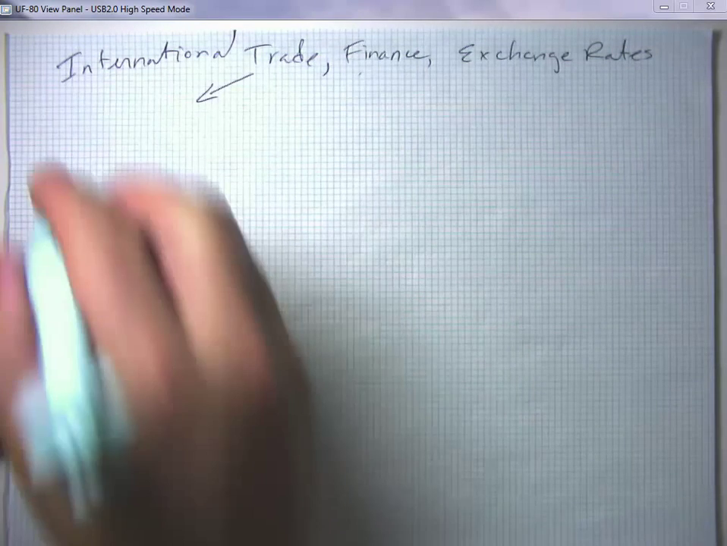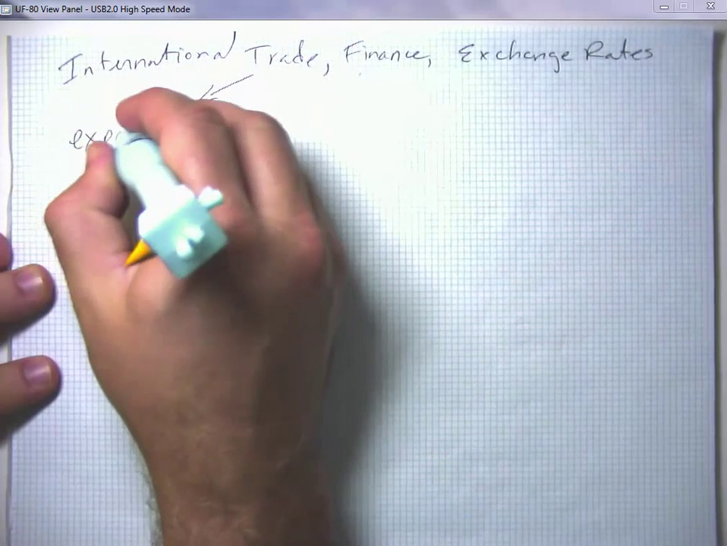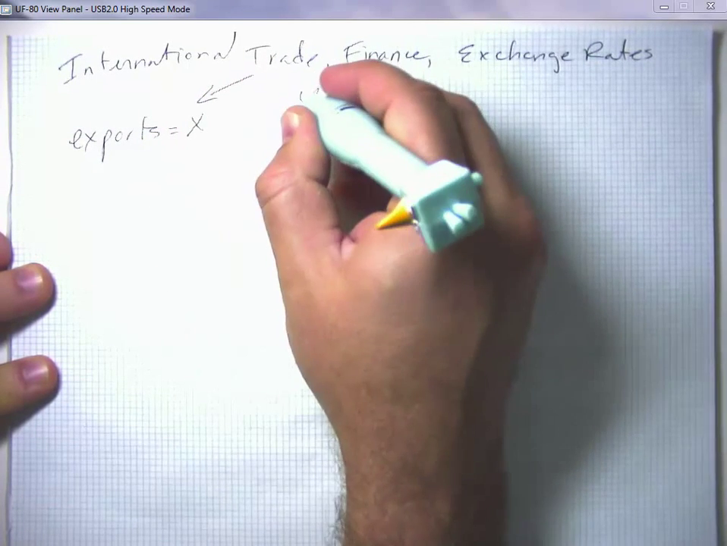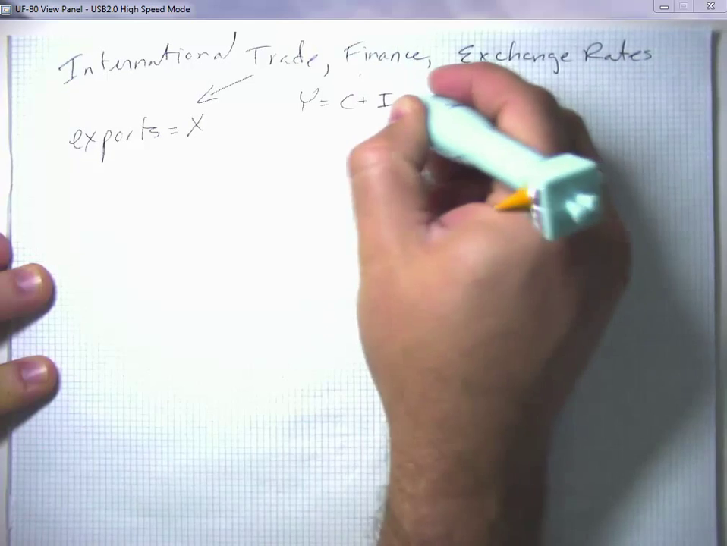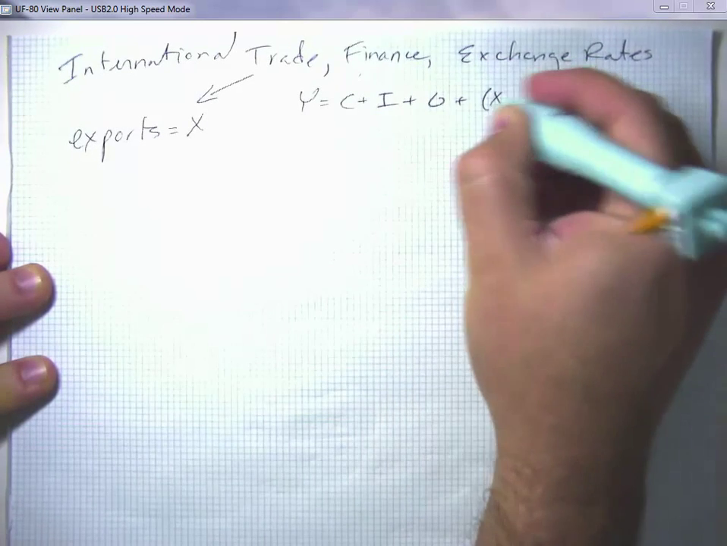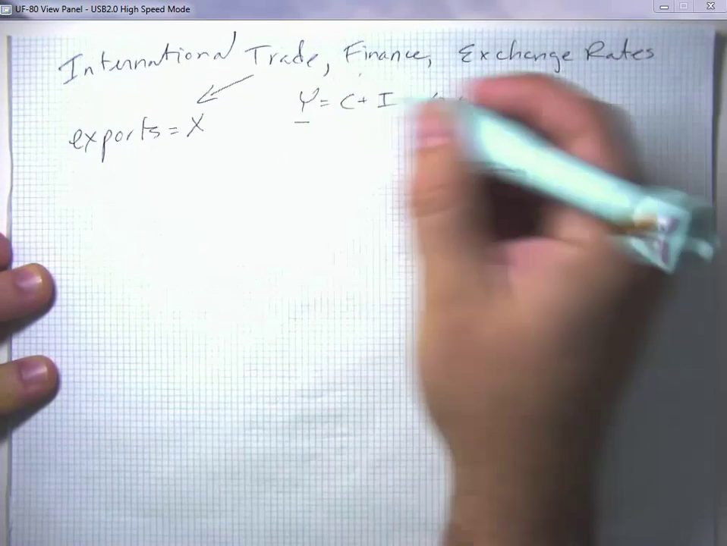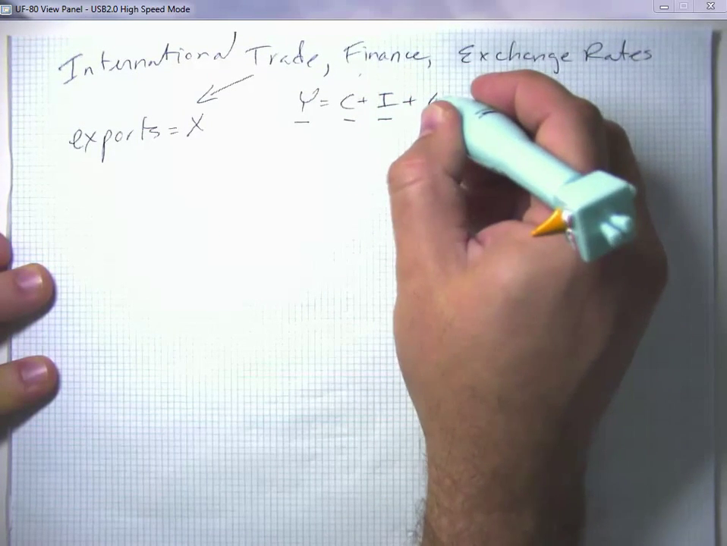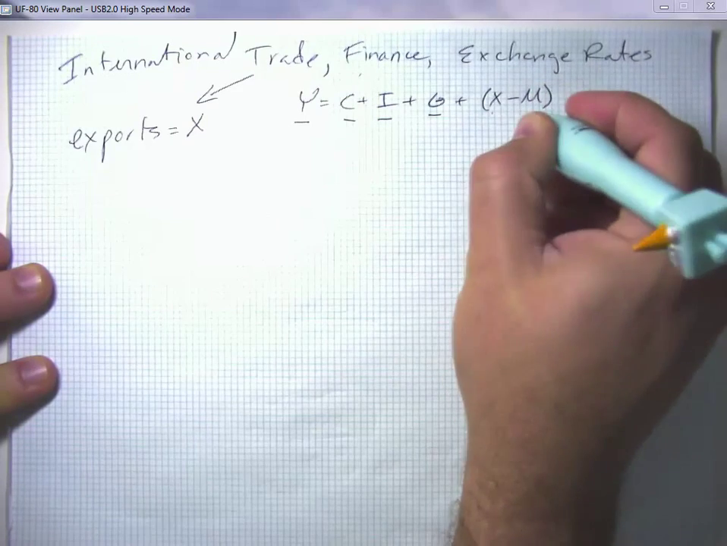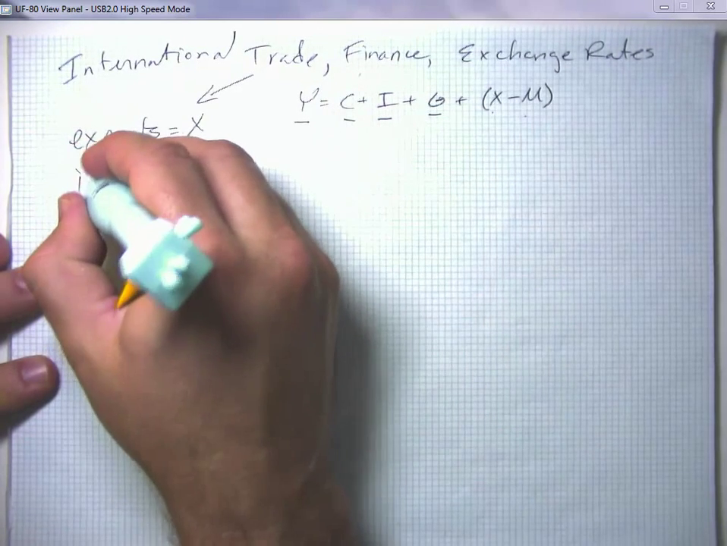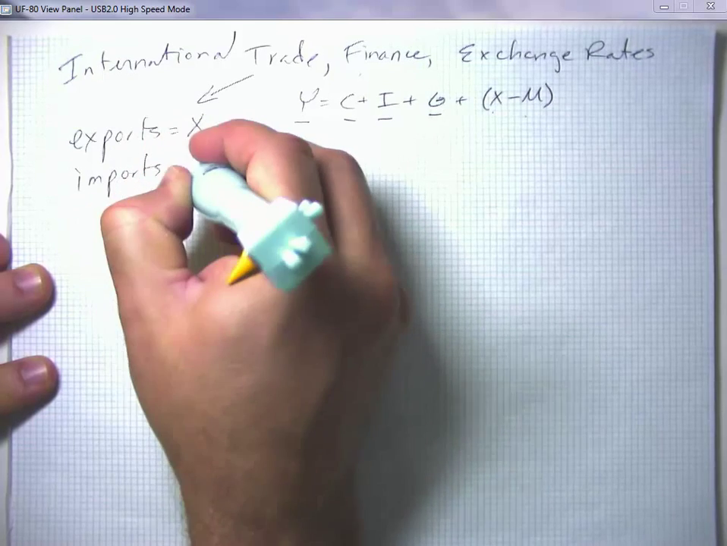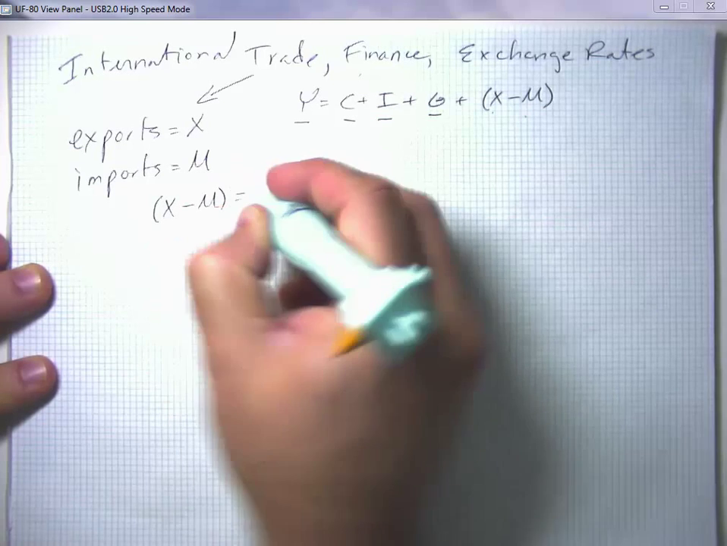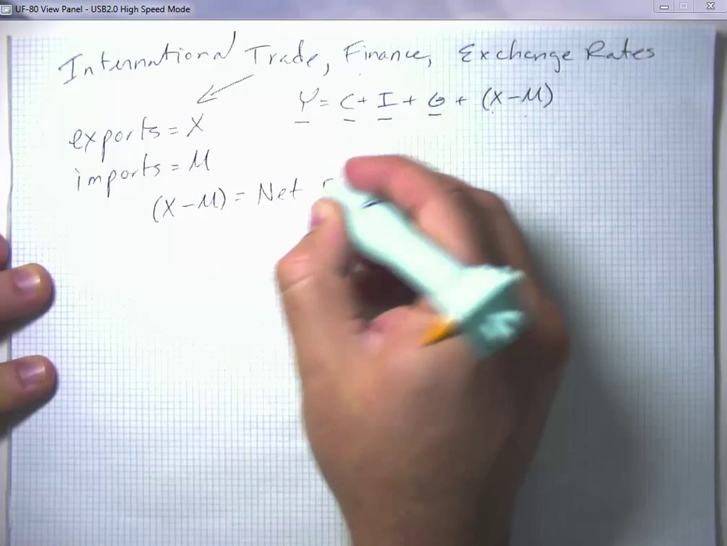And I think everybody already knows we have exports. We had our original GDP accounting equation, Y equals C plus I plus G plus exports minus imports. So GDP equals consumption spending plus investment spending plus government spending plus exports minus imports. So imports, we write M, and X minus M is our net exports.